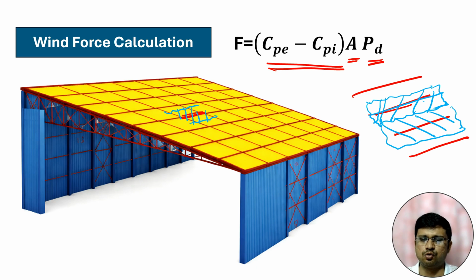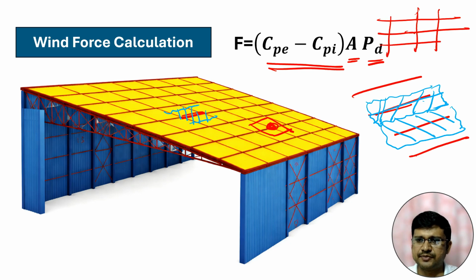Or if we consider one node like this, then this will be the tributary area. If there is a node like this, its tributary area will be half to the left, half to the right, half to the top and half to the bottom. This total area will come under the influence of this particular node. So this will be the tributary area or influence area of this node.